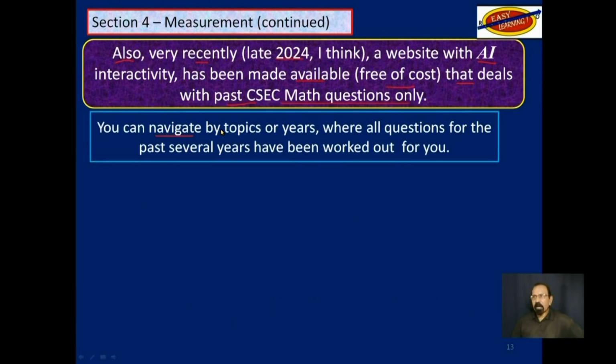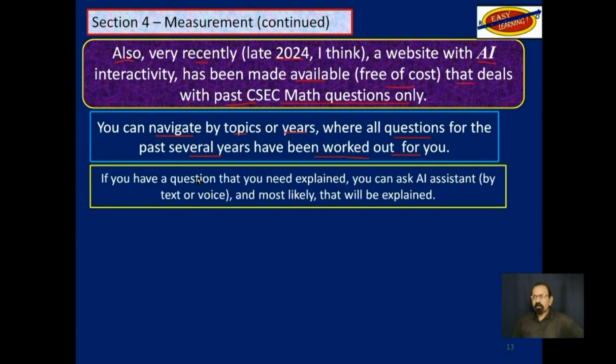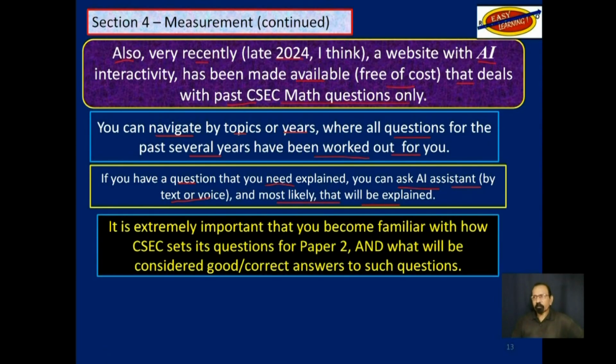You can navigate by topics or years, where all questions for the past several years have been worked out for you. If you still have a question that you need explained, you can ask the AI assistant either by text or voice, and most likely that will be explained for you.